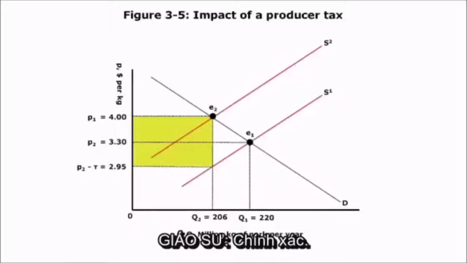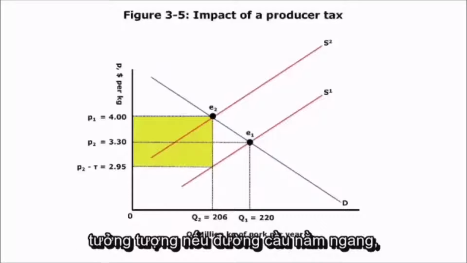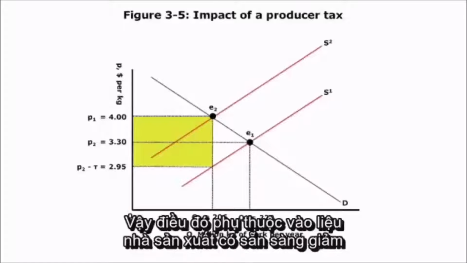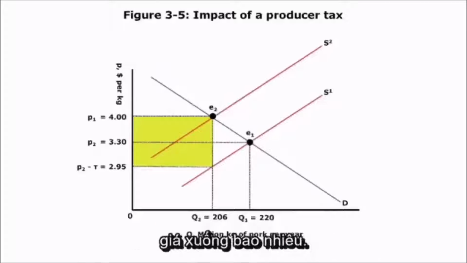Right. So basically, if we think about this demand curve being perfectly flat, then basically the producer can't charge any more for their good, right? So it's going to depend on whether the producer is willing to sell at $1.05 less, and how much less they're willing to sell. They're willing to sell a lot less. They're going to make a lot less money.